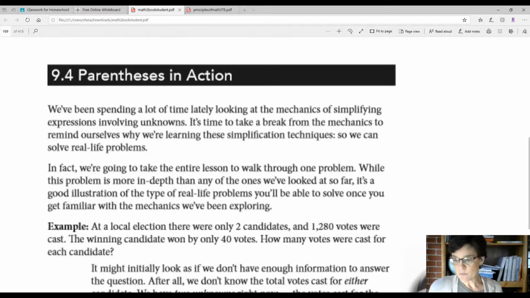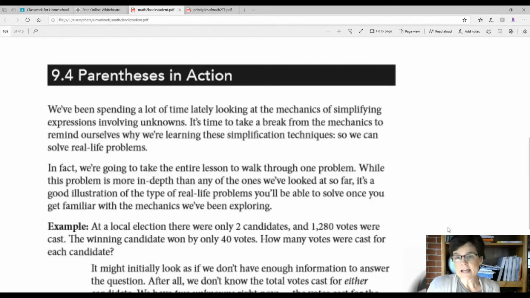So let's look at section 9.4. We're going to go ahead and get ready to finish up chapter 9. It's a pretty short chapter, so we're going to have this lesson and then one more lesson tomorrow, I think. Okay, so let's look at section 9.4.